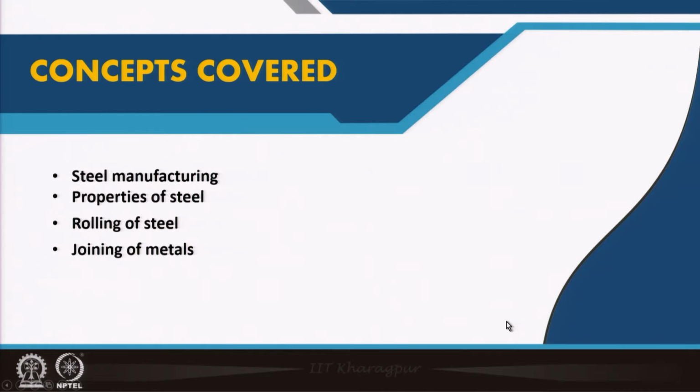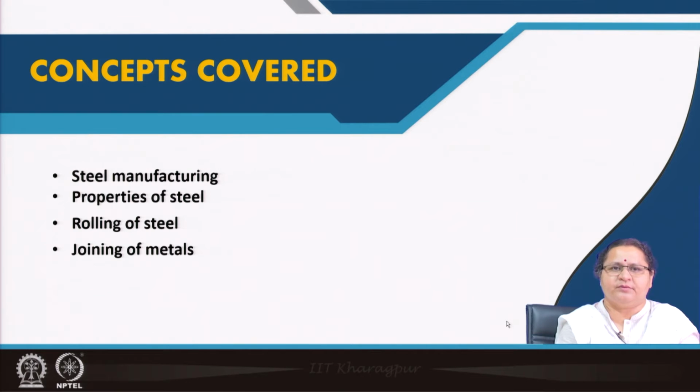The items that will be covered in this particular lecture are manufacturing of steel, then briefly the properties of steel, and then rolling of steel and joining of metals, that is, particularly steel.